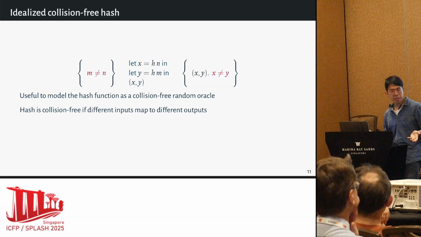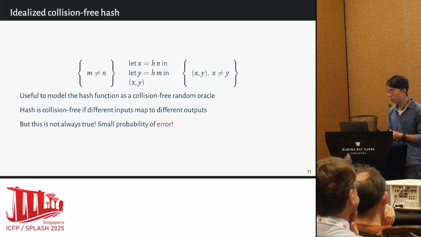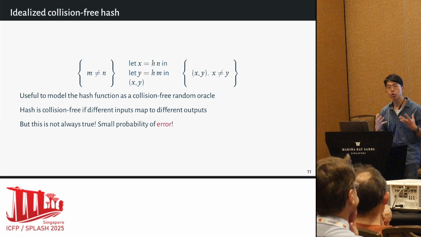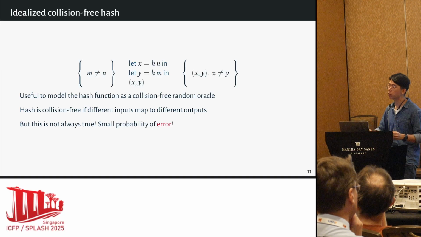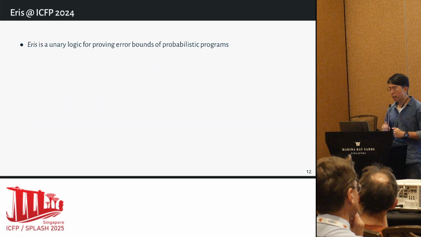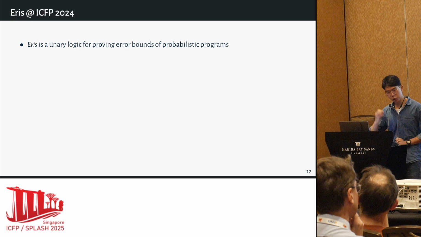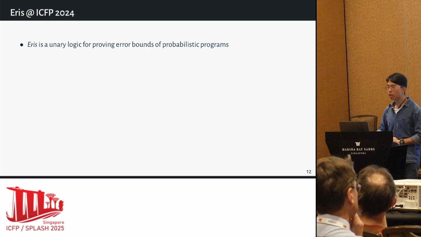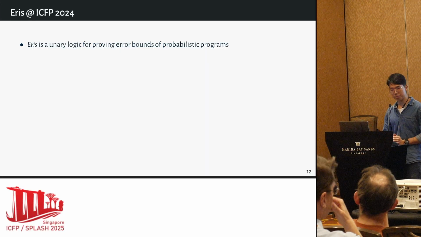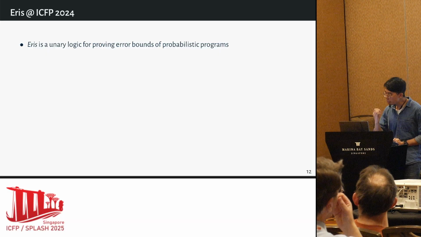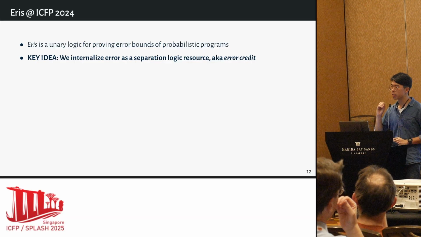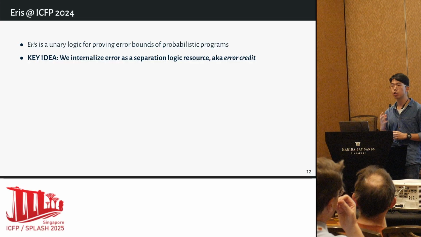However, this is not always the case, because there is a small probability that a collision might occur. And we might want to reason about this precise error bound. To do so, my colleagues and I developed ARIS, which is a higher-order separation logic for reasoning about error bounds of higher-order probabilistic programs. The key idea of ARIS is that we internalize probabilistic error as a separation logic resource, which we call error credit.